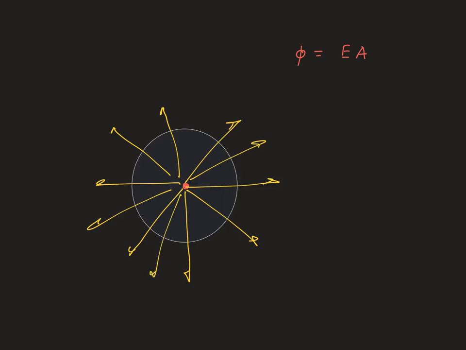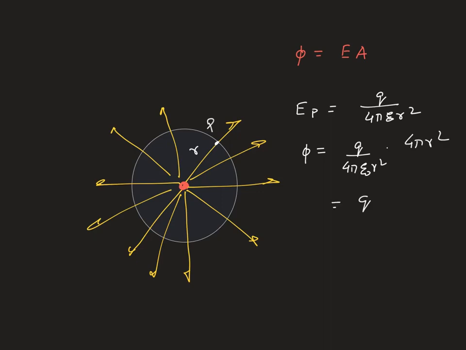These are the fields of this point charge. Now, it's very simple. The field at a certain distance r at point P is going to be q upon 4 pi epsilon naught r square, where r is the distance obviously, and then in order to find flux you simply multiply it by q upon 4 pi epsilon naught r square into 4 pi r square, that is the area, and you get q by epsilon naught, that is the flux.